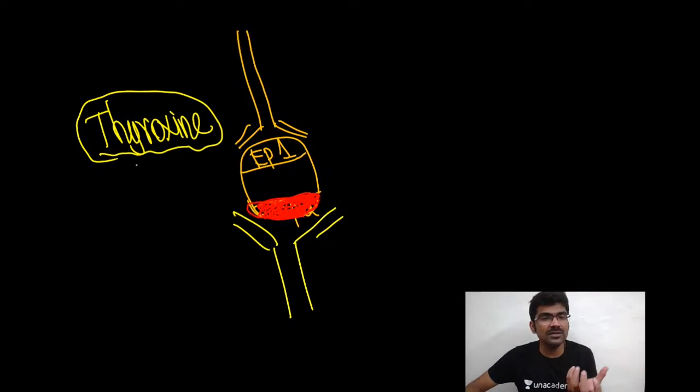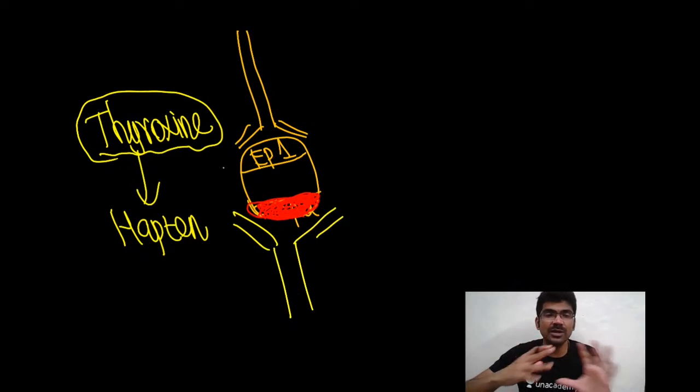So thyroxine is a hapten. It's a small antigen, right? It won't have multiple epitopes.